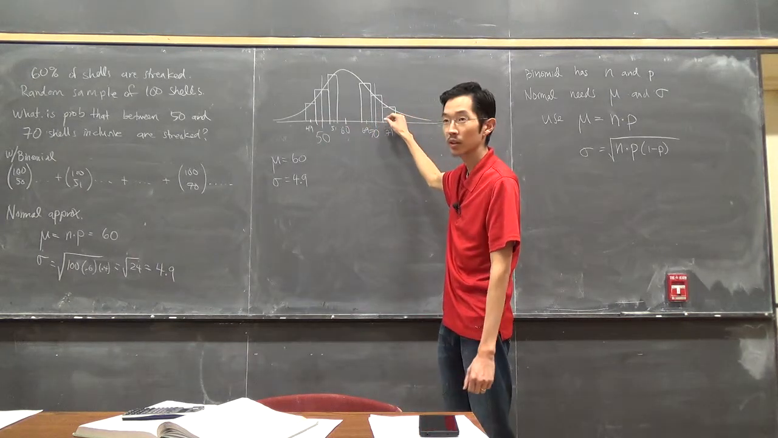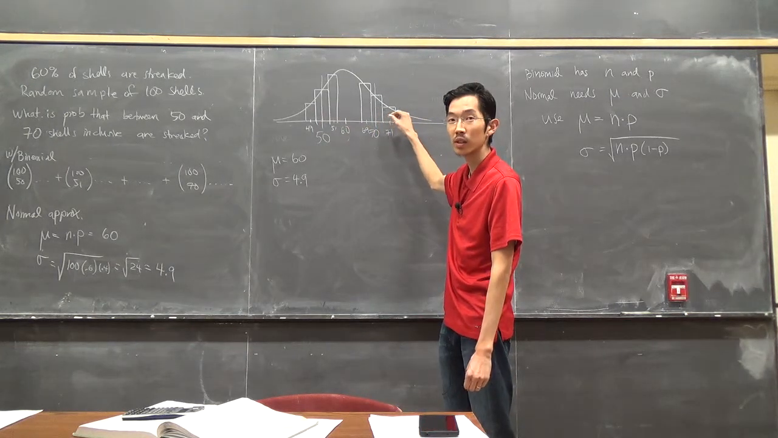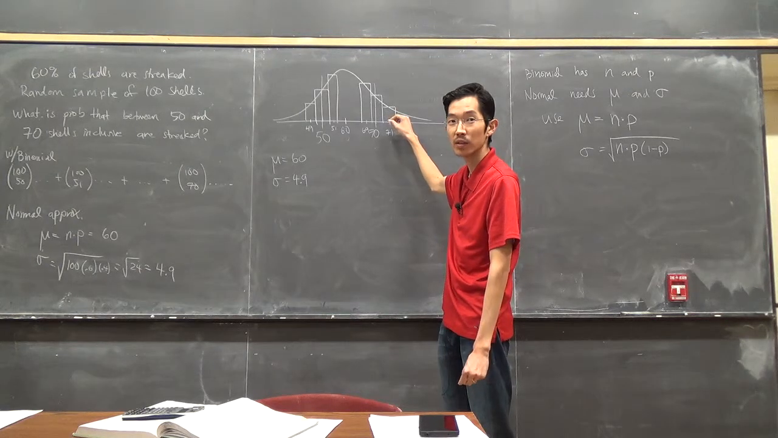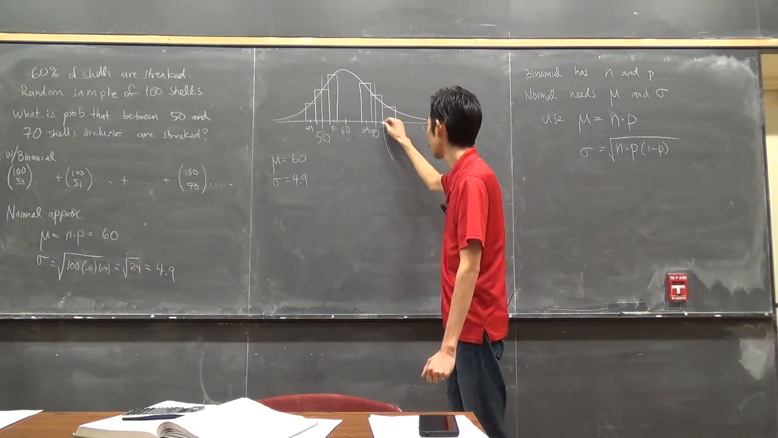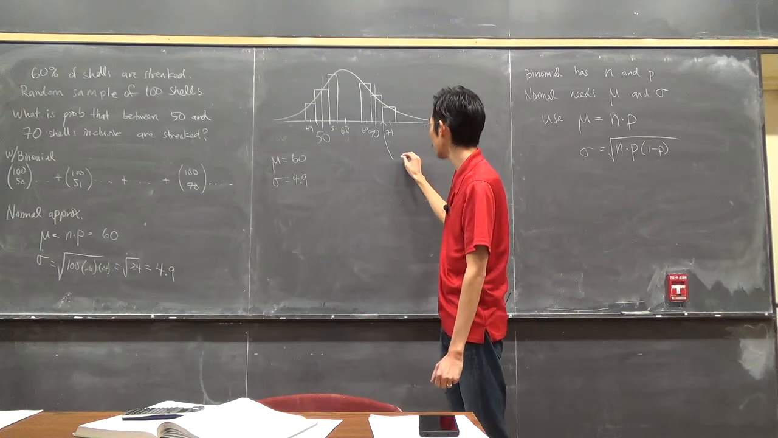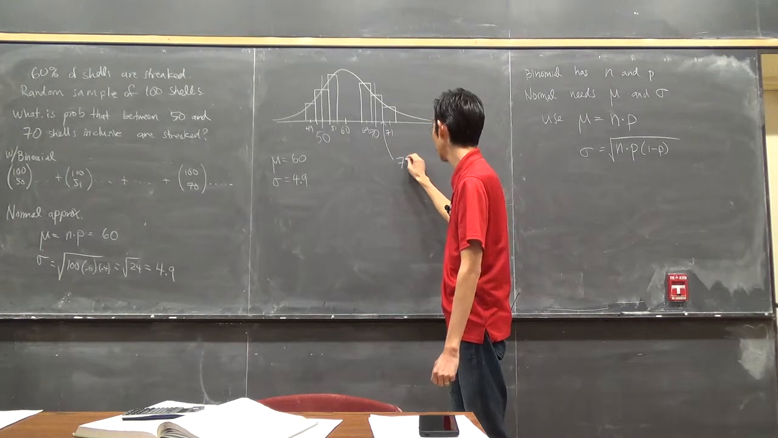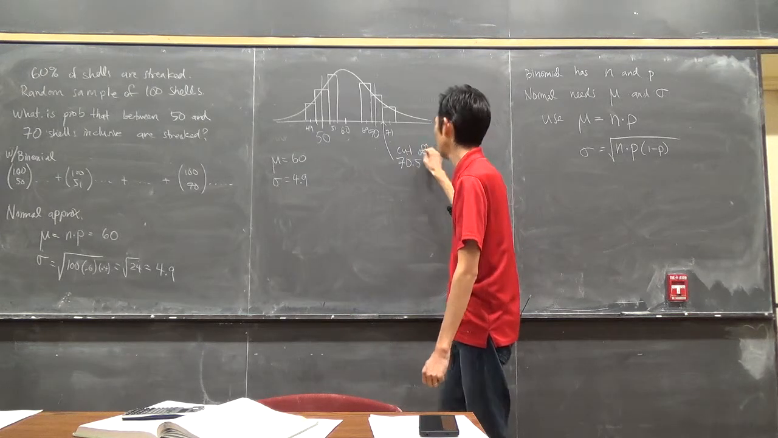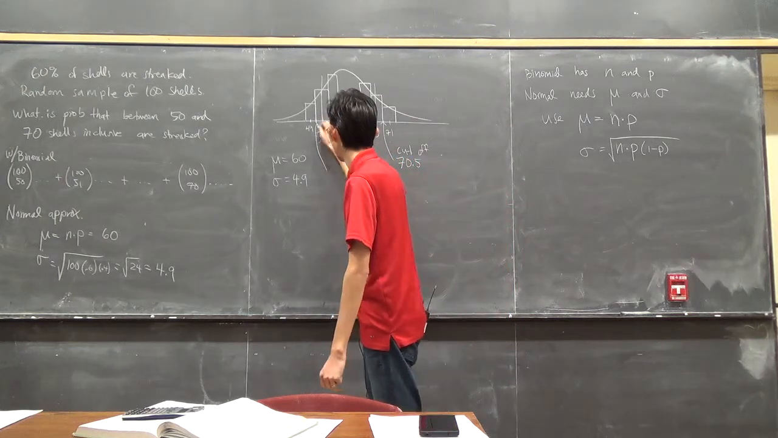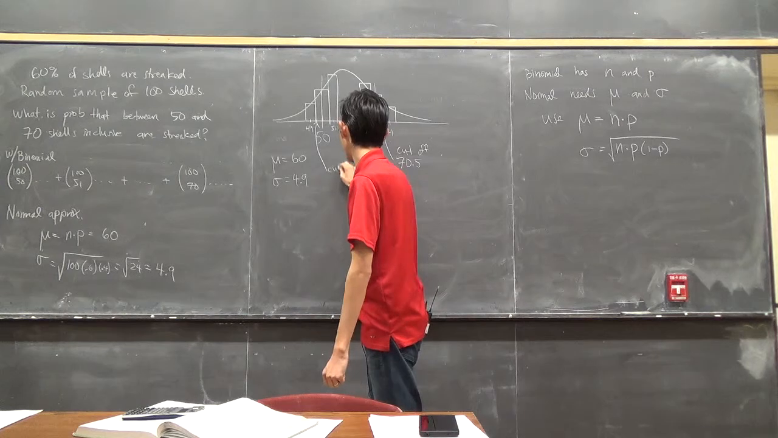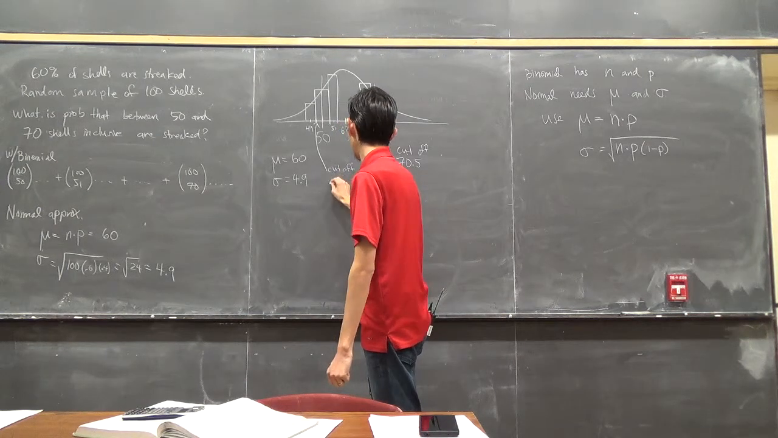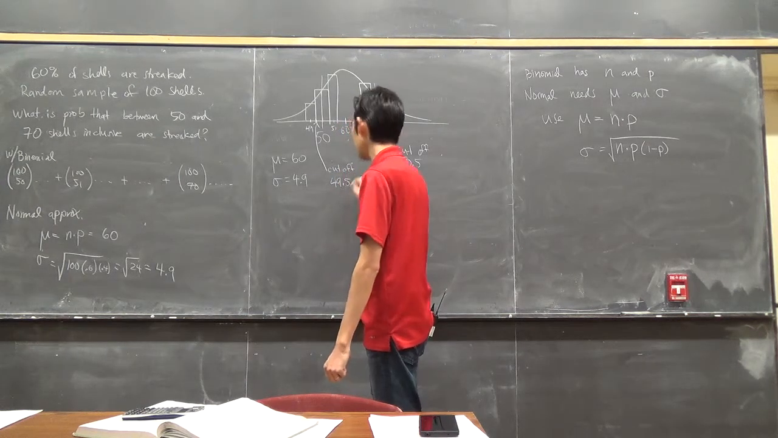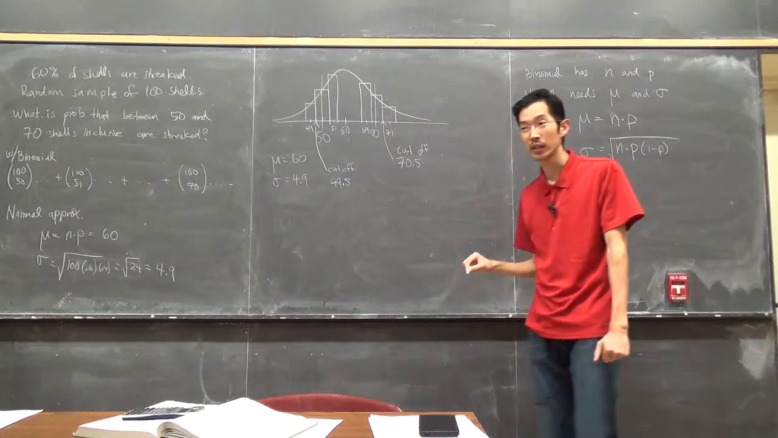and over here, 70.5. So with the continuity correction, I'm going to draw a cutoff at 70.5, and over here, a cutoff at 49.5.